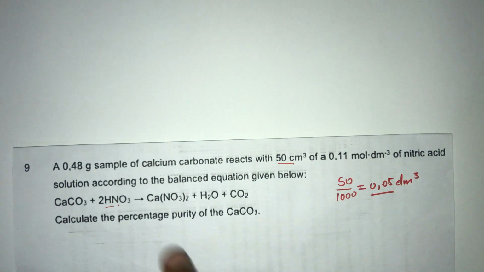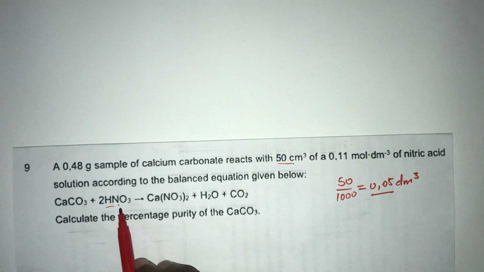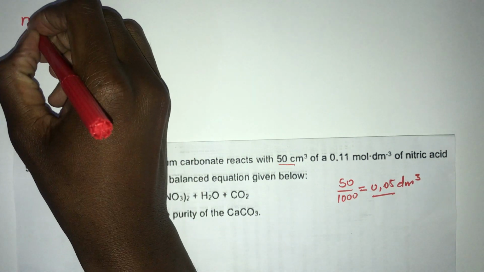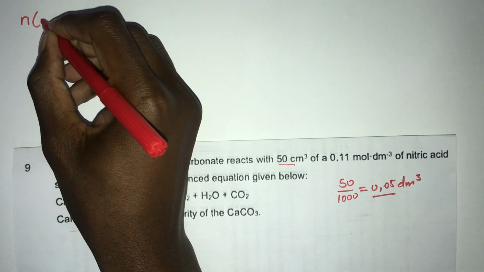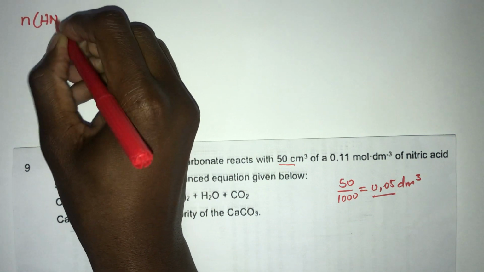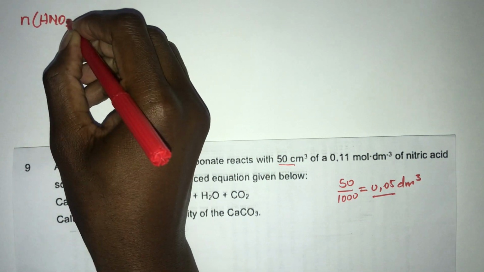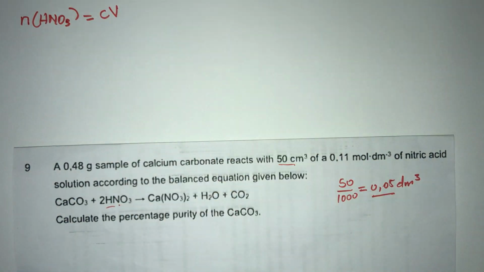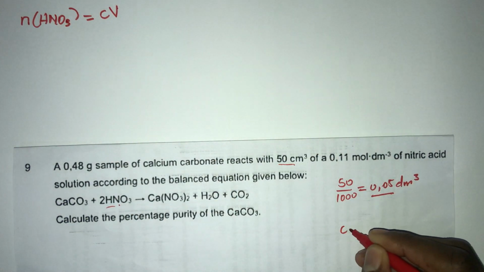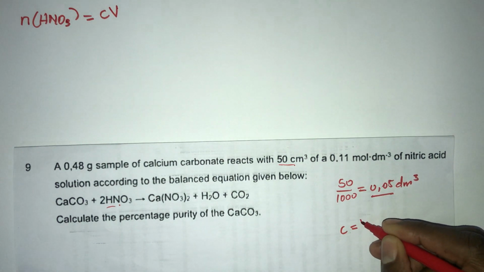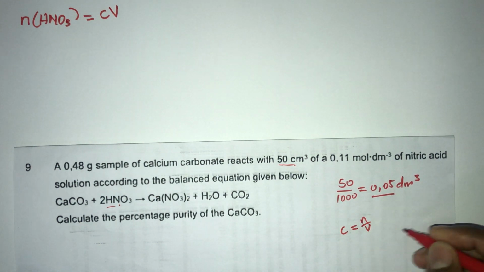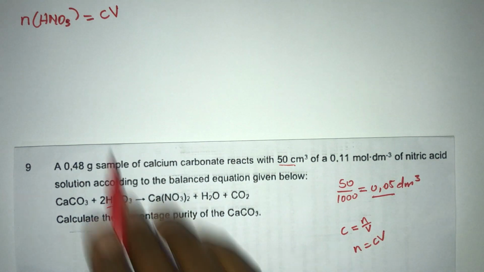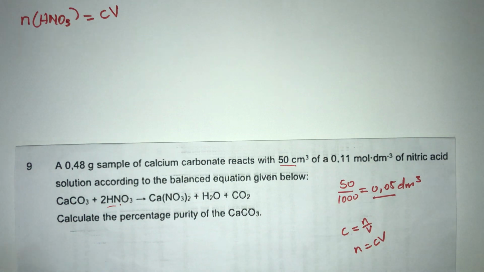So let's start. We're going to calculate the number of moles of nitric acid. The number of moles of nitric acid, HNO3, is equal to concentration multiplied by volume. You remember we have the formula concentration is equal to number of moles over volume. So we just cross multiply and then n becomes C multiplied by V. So it's the same formula as that one.